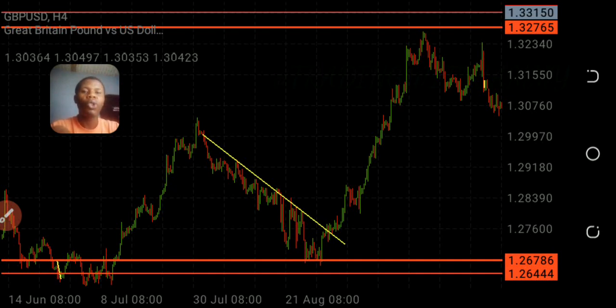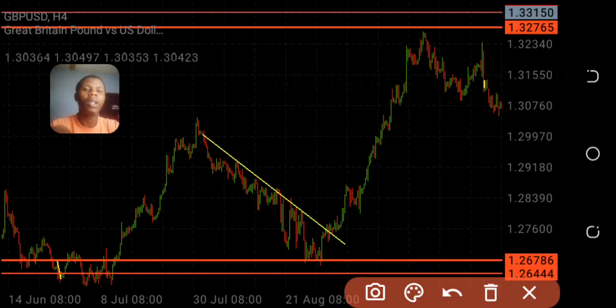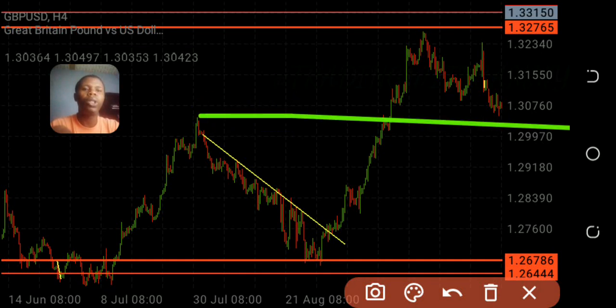So we had this trend line here because we understood that price has already broken the zone here. So we know this is actually a break of structure. What we are looking forward to is actually to trade half of this retracement move.